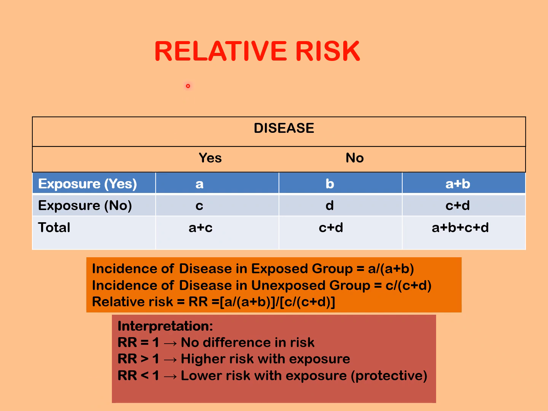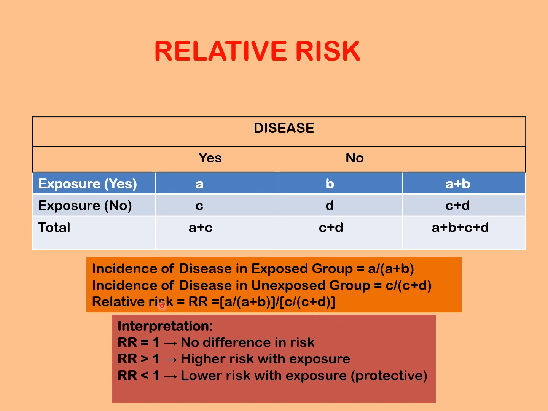So coming to relative risk, it compares the risk of a disease in an exposed group to the risk in an unexposed group, where A is exposed with disease, B is exposed without disease, C is unexposed with disease, and D is unexposed without disease. And it is calculated by the incidence of disease in the exposed group divided by the incidence of disease in the unexposed group.